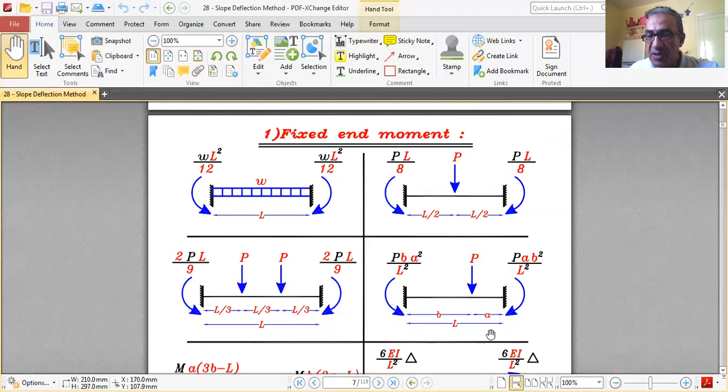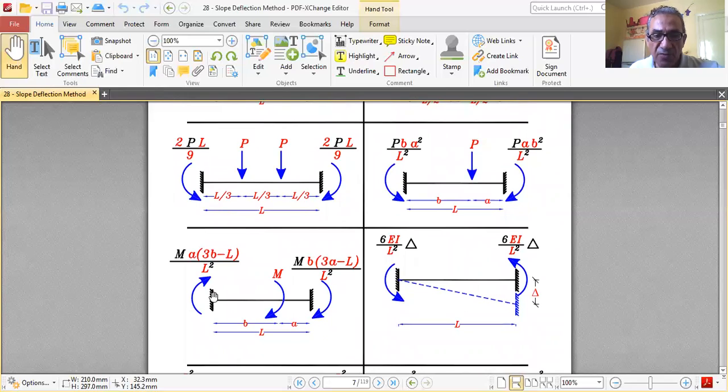P at distances A and B from the ends, with length L. The one close to A is PAB squared over L squared. The one close to B is PBA squared over L squared. Fixed moment M: we have A on the right, B on the left, L is the length. The one close to A is M B, 3A minus L over L squared. The one close to B is M A, 3B minus L over L squared.